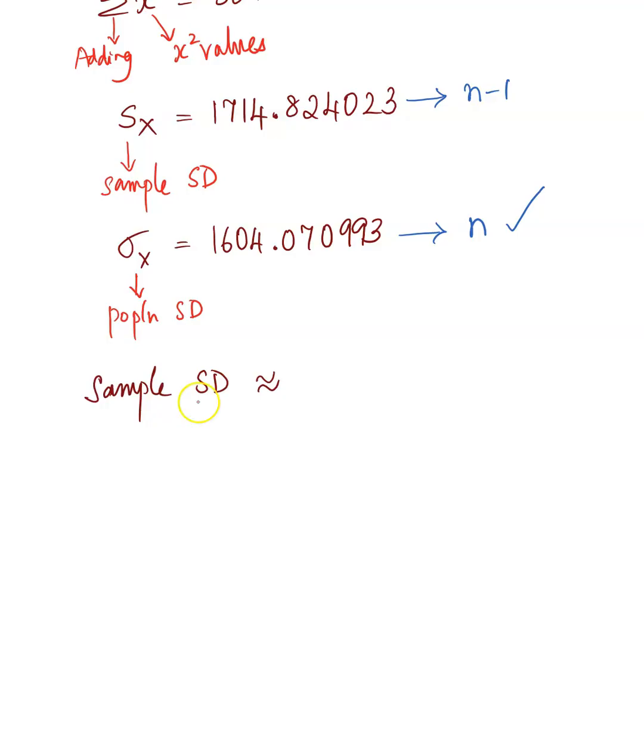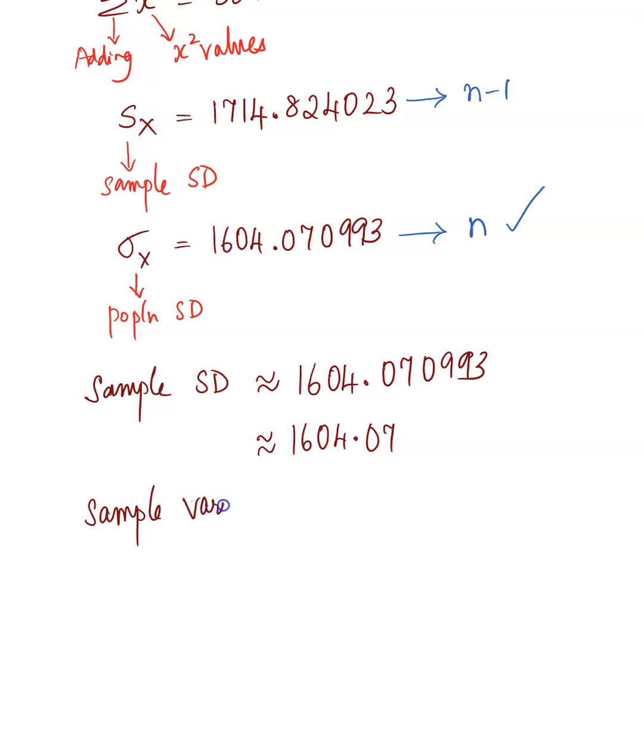Okay. So here your sample standard deviation actually will be 1604.070993, which is approximately 1604.07. Okay. And then the sample variance is this value that needs to be squared.